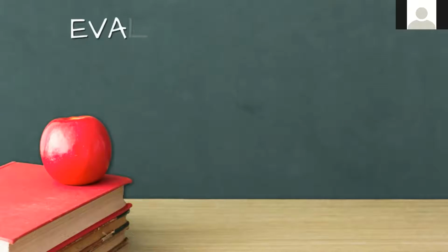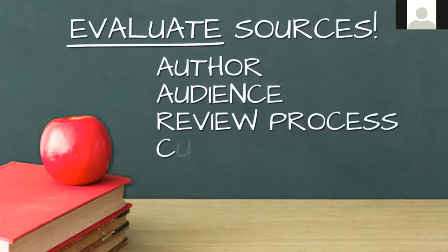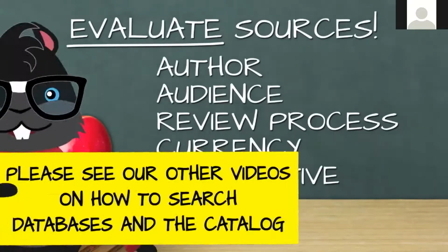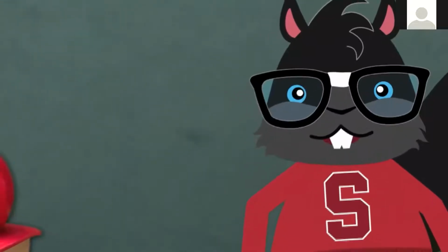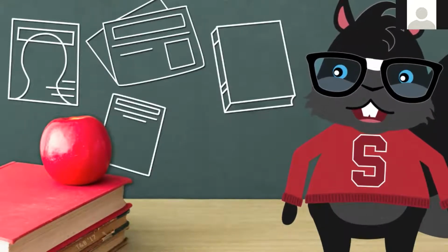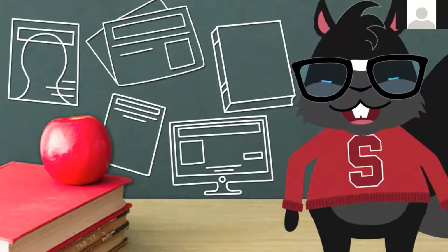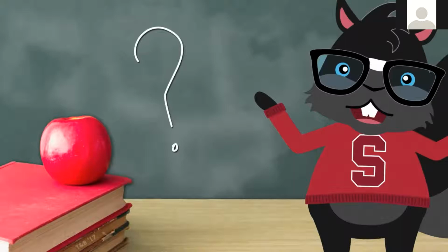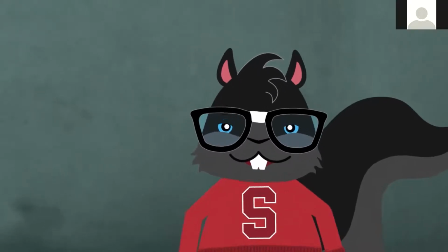This video will show you how to evaluate sources by looking at the author, the audience, the review process, the currency, and the perspective. Please see our other videos on how to search databases and the catalog. Stanford's Nerd Squirrel found a lot of sources by looking through books, magazines, newspapers, journal articles, and websites for material to support its arguments for a research paper. Nerd Squirrel has even been to the Stanford University archives to find primary source materials. But what materials are acceptable for a research paper? How does the Nerd Squirrel decide? It's not easy, but Nerd Squirrel is up to the job. Nerd Squirrel can detect which sources are the best by following these steps.